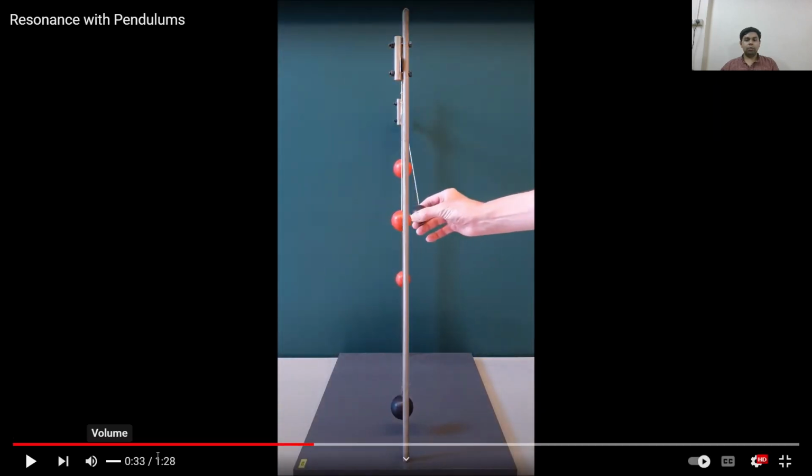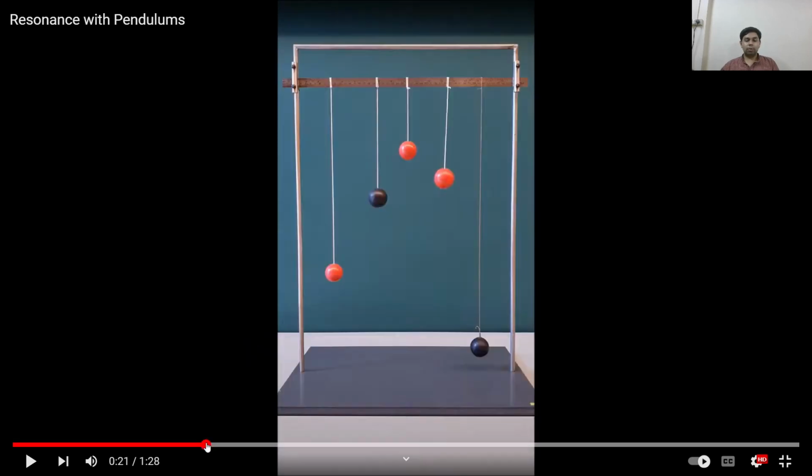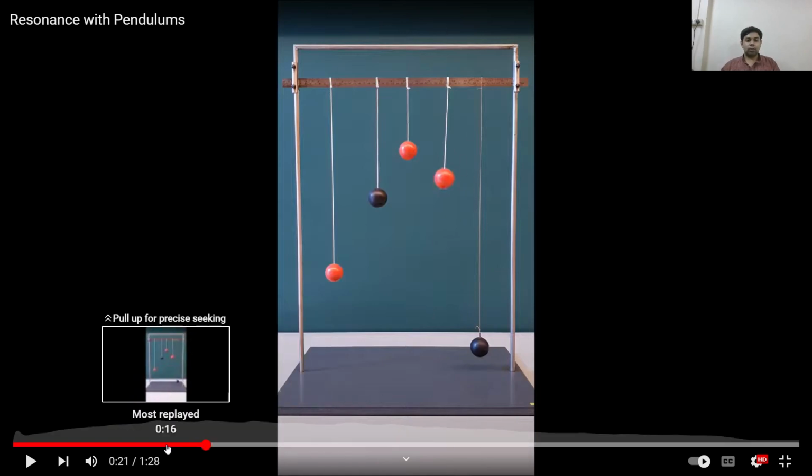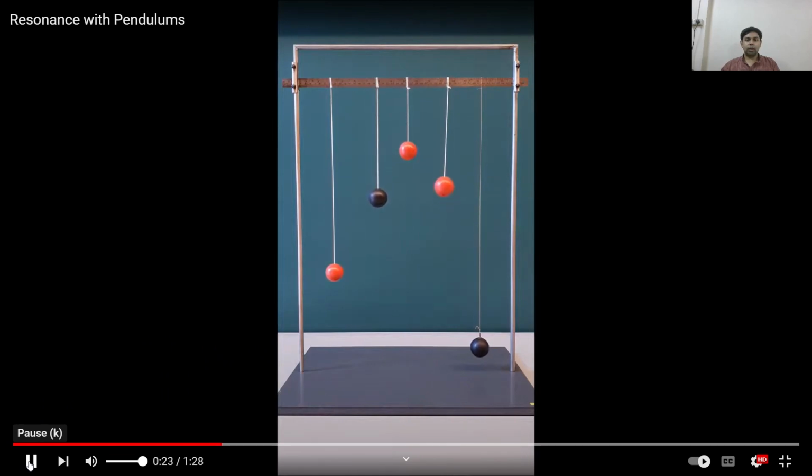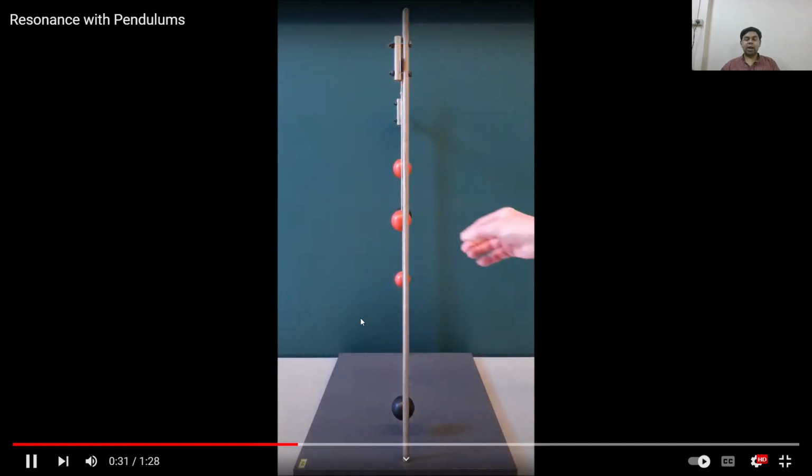In this video, we could see that there are pendulums which are attached through a common scale, and all of them are suspended vertically from this common support. Each of the pendulum bobs is suspended with strings of different lengths. Now what we can see is that the pendulum which has length similar or equal to the pendulum which was excited, only that pendulum oscillates with significant amplitude.